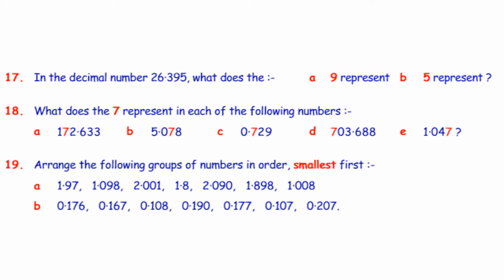In the decimal number 26.395, what does the 9 represent? And what does the 5 represent? So 9 is something we covered yesterday. 5 is new today. And then the same thing, what does the 7 represent in these numbers? And we've got two groups of numbers, A and B. Don't mix them up. Put them into the correct order with the smallest number first and the largest number last. Okay, just be very careful with your columns. That is the thing to watch out for here, is your columns.